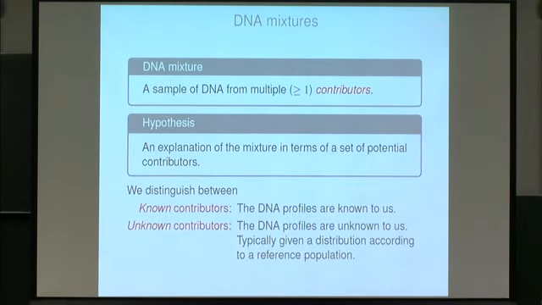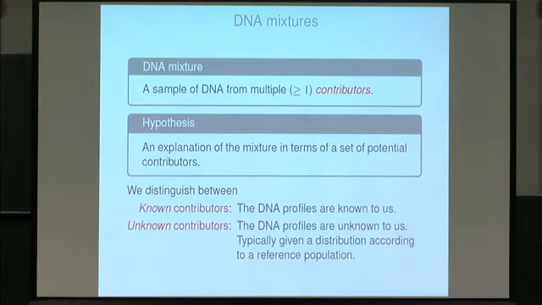We can all have our own little hypothesis of the contributors to this DNA mixture, and this is essentially what the main inference is about. We have a DNA sample. Who left the DNA sample? Or to whom does this DNA belong? So a hypothesis I would think of as my personal explanation of this mixture in terms of a set of potential contributors. So I claim that these are the people, but they might or might not be in the real world.